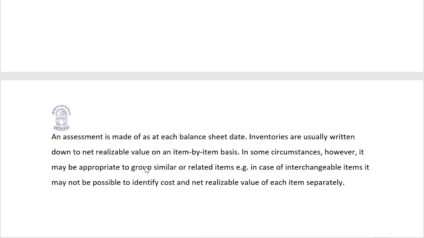An assessment is made as of each balance sheet date. Inventories are usually written down to net realizable value on an item by item basis. In some circumstances, however, it may be appropriate to group similar or related items. For example, in case of interchangeable items, it may not be possible to identify the cost or NRV of each item separately.